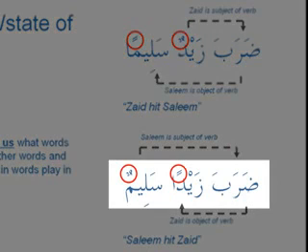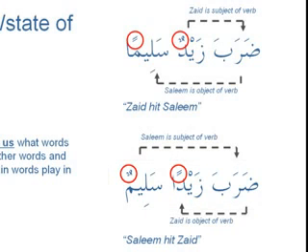And then down the bottom we've got exactly the same sentence, but we've swapped Zaydun for Zaydan and Saliman for Salimun. So we've swapped the Fathatain and the Dhammatain around. And the word order is the same. So Daraba is first, then we've got Zaid, and then we've got Salim. The word order is exactly the same. However, the first sentence means Zaid hit Salim, and the second sentence means Salim hit Zaid.